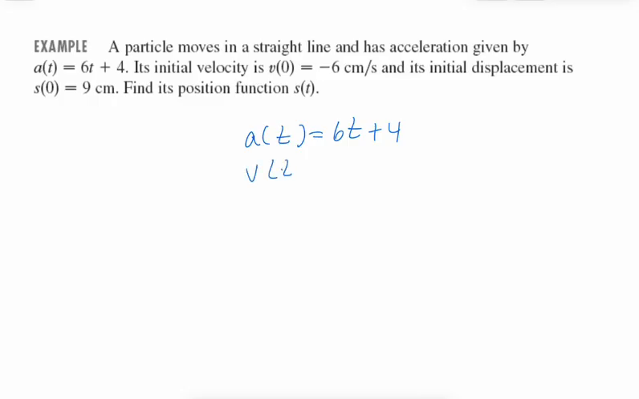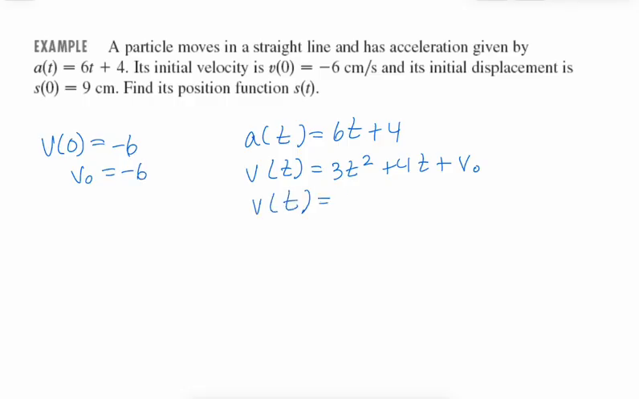So v sub t is going to be 6t squared divided by 2. I'll just write that as 3t squared, plus 4t, plus the constant, which is the initial velocity. Okay. Now, they told us that at time 0, we are at -6. So that means that our initial velocity is -6. So let's go ahead and put -6 right there. Okay, so now we have this particle's velocity function.